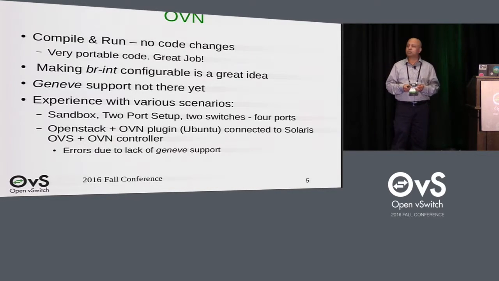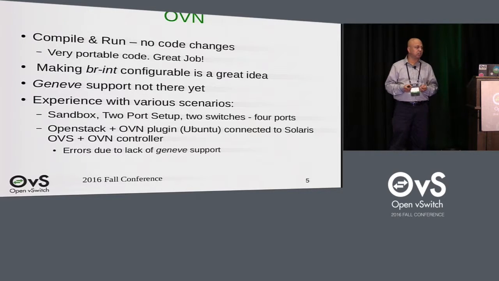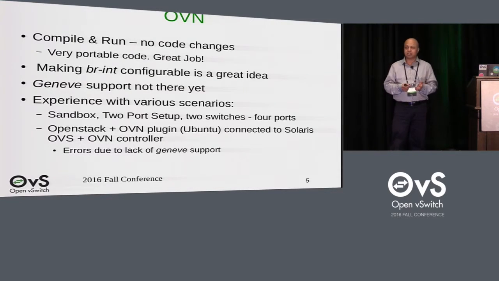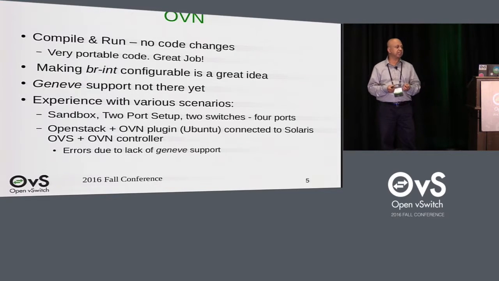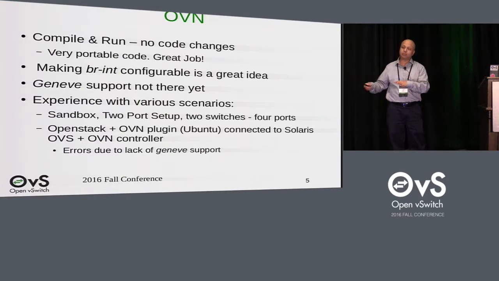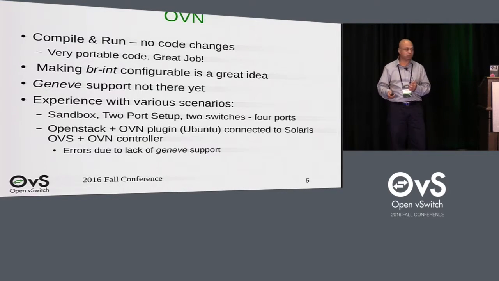We tried out various experiments with the OVN code on Solaris. The sandbox worked fine, and then the 2 ports setup was fine. The 2 switches and 4 ports were fine as far as the OVN perspective. Creating the integration bridge, adding the ports and all the flow definitions, they work perfectly fine. We even configured an OpenStack OVN plugin that is running on Ubuntu, and the Solaris one has the OVN controller with OVS. That connectivity, whatever limited amount is supposed to work without Geneve, was working.